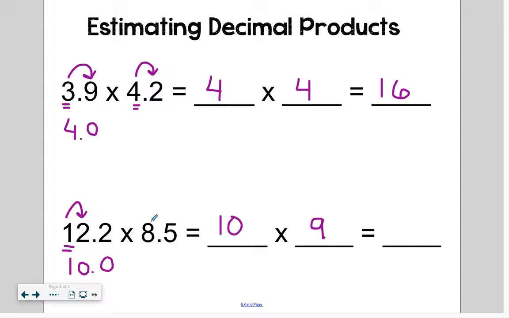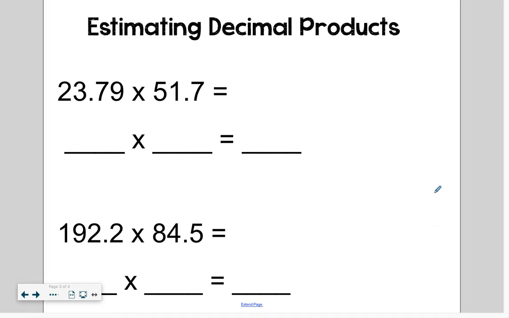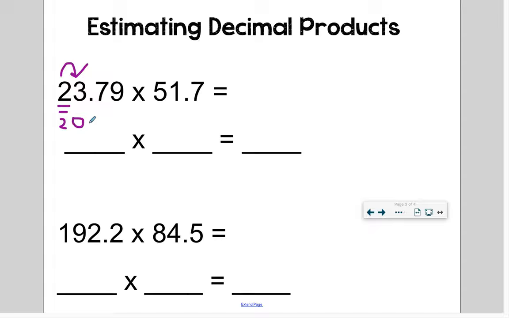Our 8 is in our ones place, so our estimate will be in the ones place. 10 times 9 is 90. For our next problem, 23 and 79/100. Again, that's like $23.79. If we were to round to our highest place value, 4 or less, give the 2 a rest. Everything to the right becomes a 0, which is the same thing as saying 23 and 79/100 would round to 20.